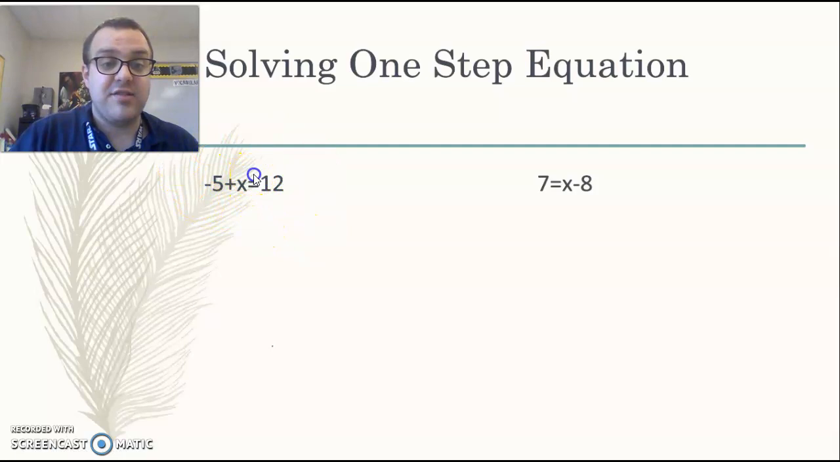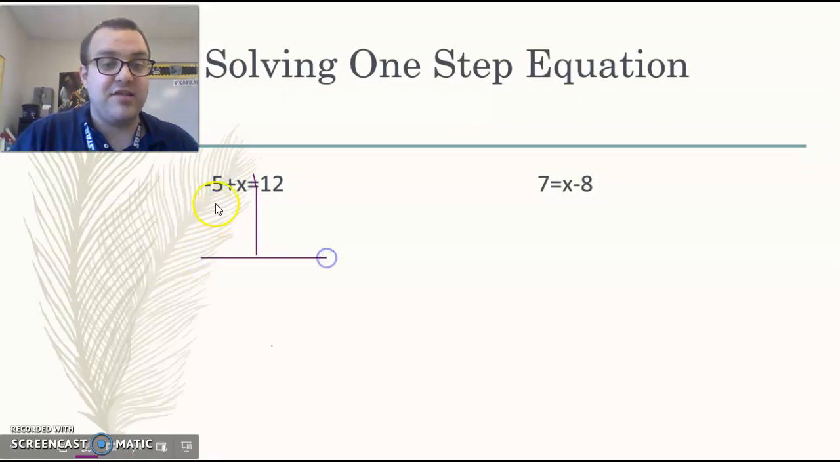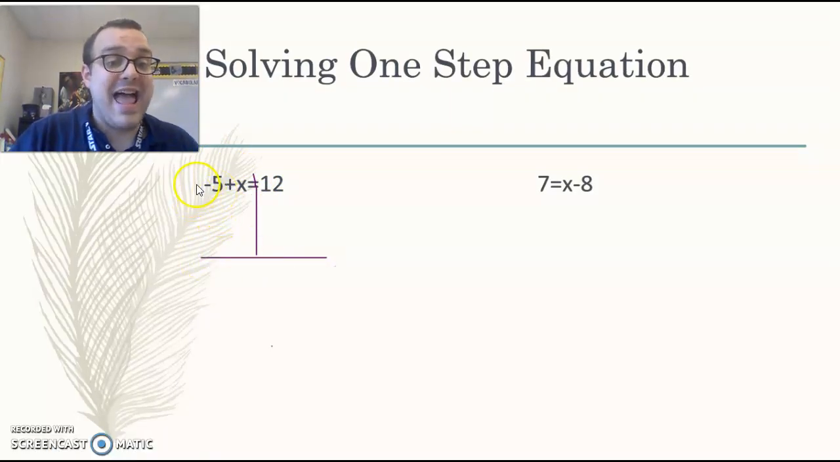When I go to solve this, I'll say, all right, what's with my x? Well, I see a negative 5, right? There's a negative 5 there. Well, what's going to get me to 0? What's the opposite of negative 5, of subtracting 5? Because negatives and subtraction are interchangeable. Well, the opposite of that is going to be to add 5.